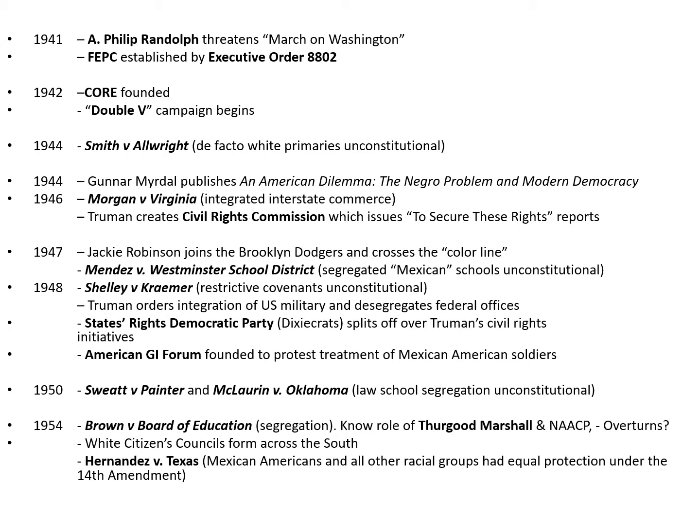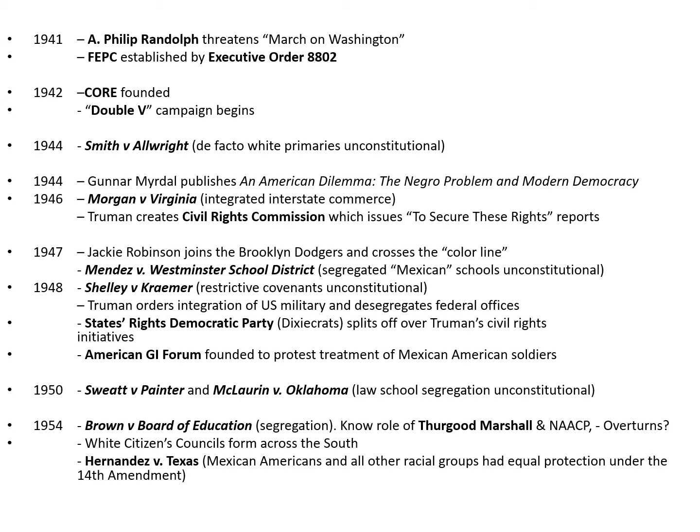So Smith v. Allwright in 1944, you have de facto primaries being unconstitutional now. So how do you get a de facto primary? You can do it a variety of ways. Just the judge not picking African Americans, lawyers not picking them, do it through districting where people live, etc.